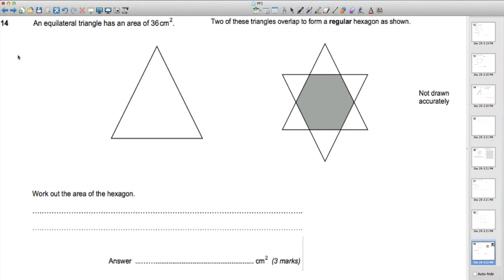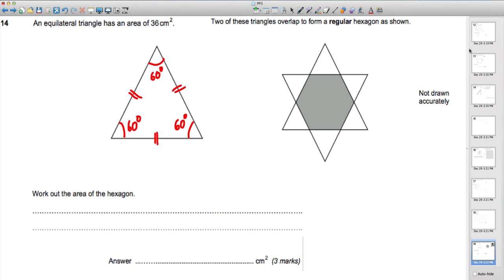Okay, an equilateral triangle has an area of 36 centimeters squared. Equilateral means that side and that side are the same. It also means that angle is 60 degrees, that angle is 60 degrees, and that angle is 60 degrees. Two of these triangles overlap to form a regular hexagon as shown. Work out the area of the regular hexagon.